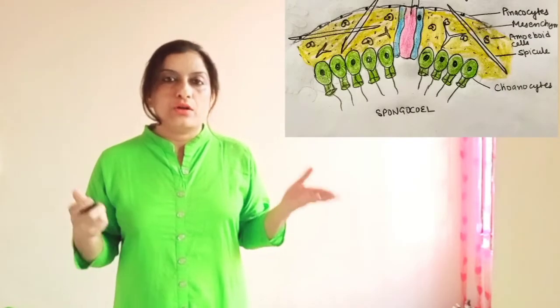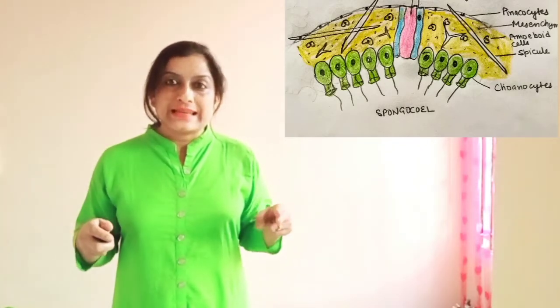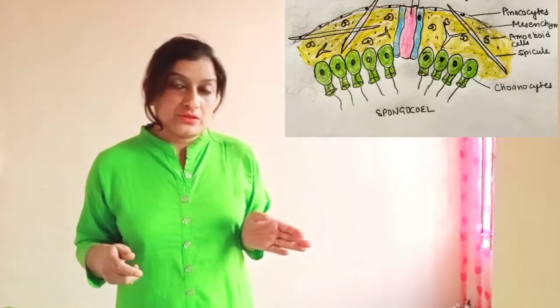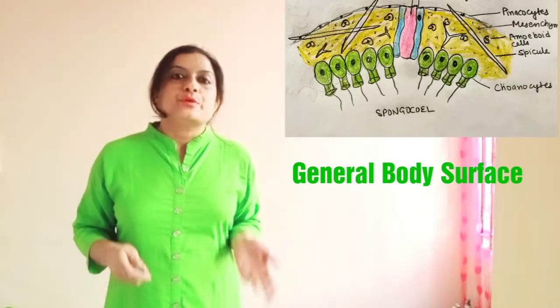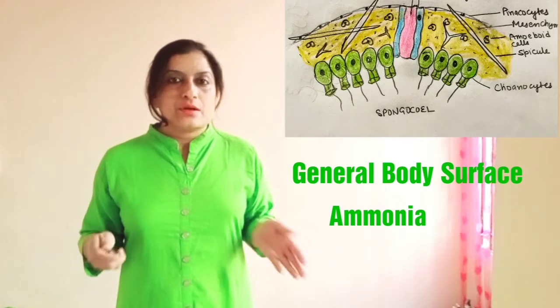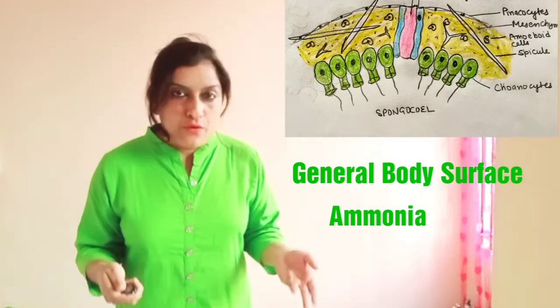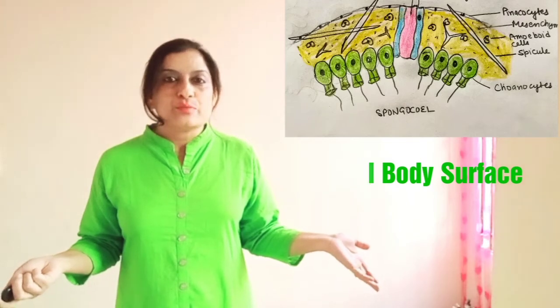Both the layers of the body of sponges are always in direct contact with water. The processes like respiration and excretion occur through the general body surface, and as far as the excreted product is concerned, it is ammonia, because ammonia requires a lot of water for its removal. There is no scarcity in case of sponges which live in water.